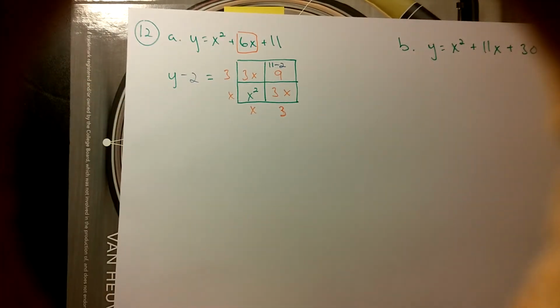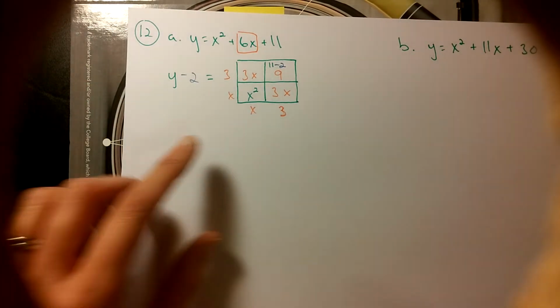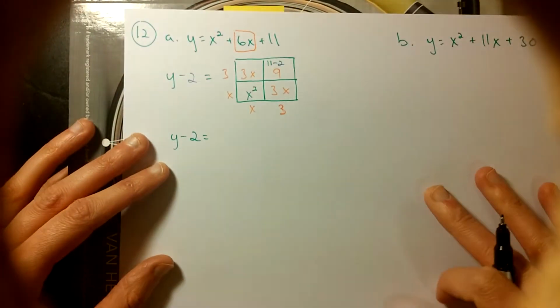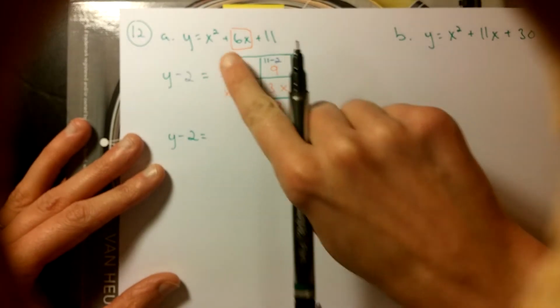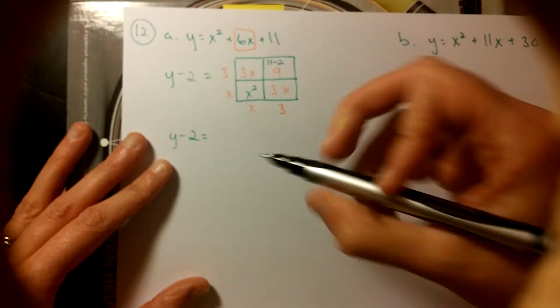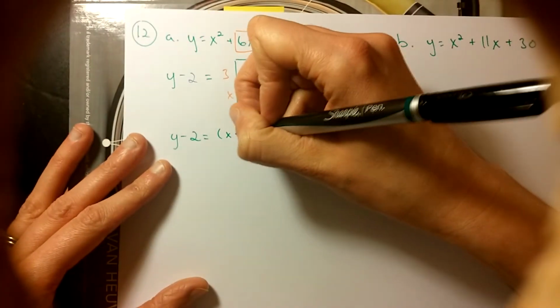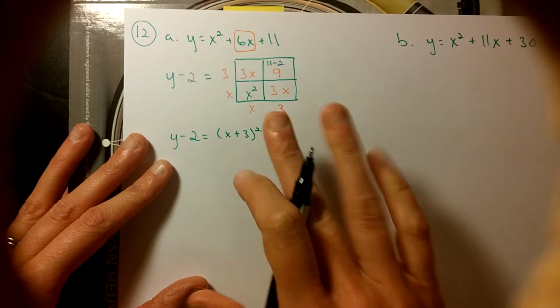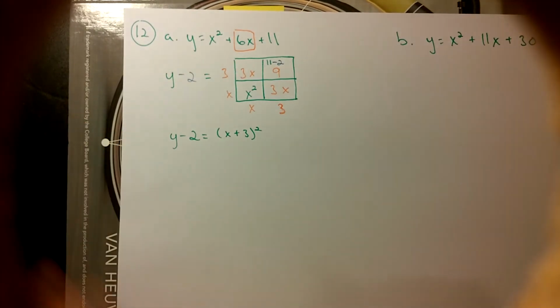Now, I'm just going to rewrite everything. So the y minus 2 is still what I have on the left side. On the right side, I'm now going to write this in factored form as a product. And both factors are x plus 3. So I can actually just write x plus 3 squared because we're completing a square. They're always going to be the same factor like that when we're doing this.